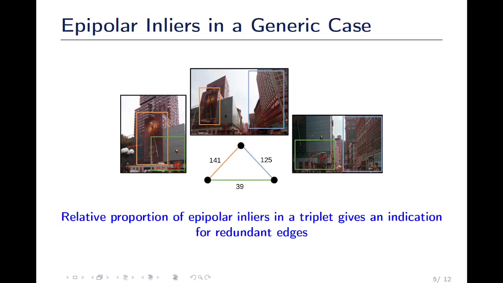Now we understand how camera triplets are useful for both the tasks. In the first example, we provide a generic case where we see three images of a scene with the first and third image having a low overlap. Because of the low overlap, the number of epipolar inliers on the green edge is low compared to the other two edges. So we can potentially remove the green edge to sparsify the view graph.